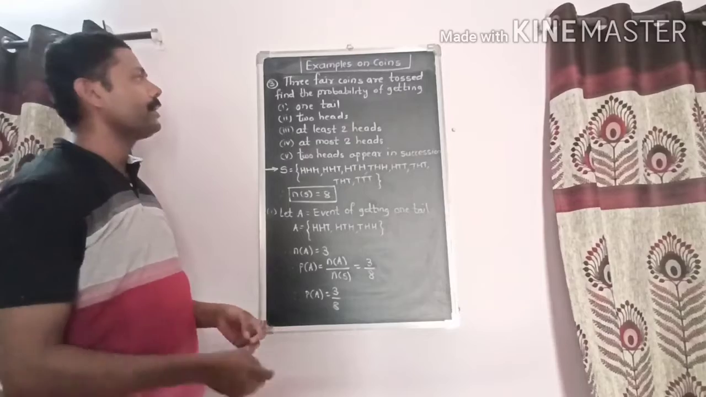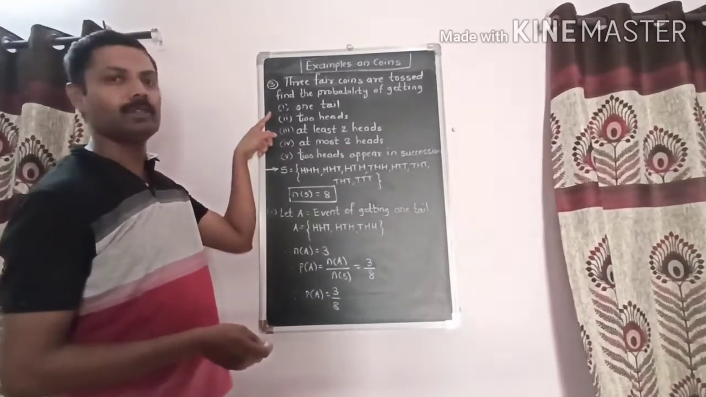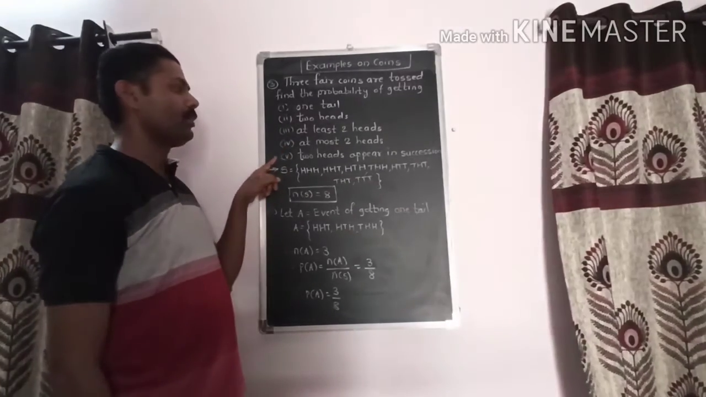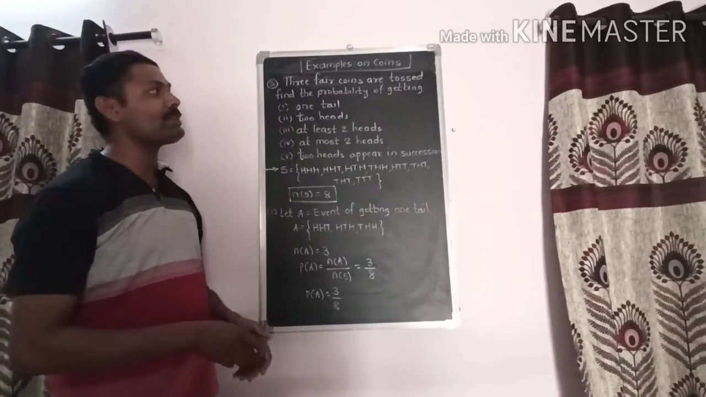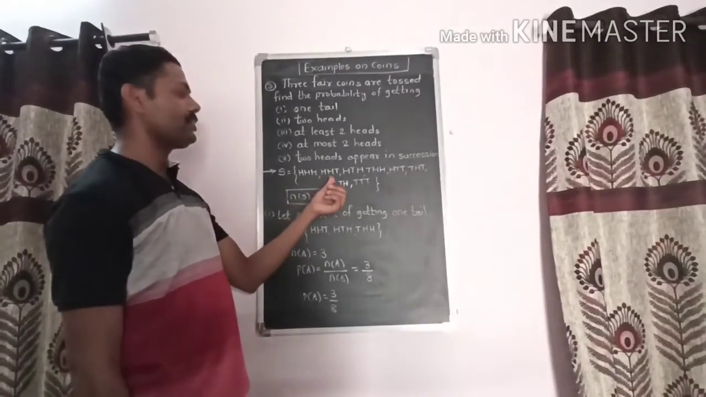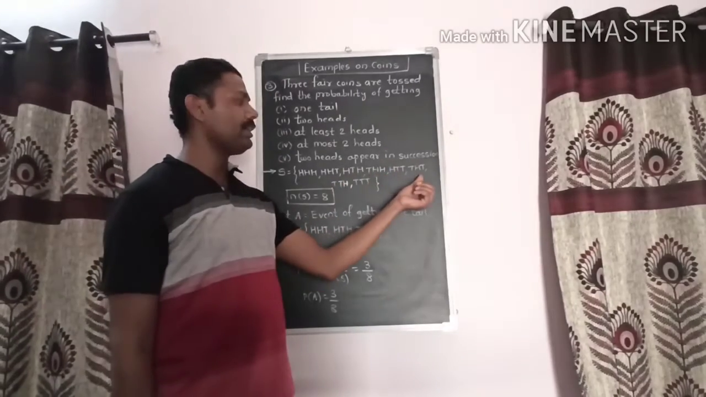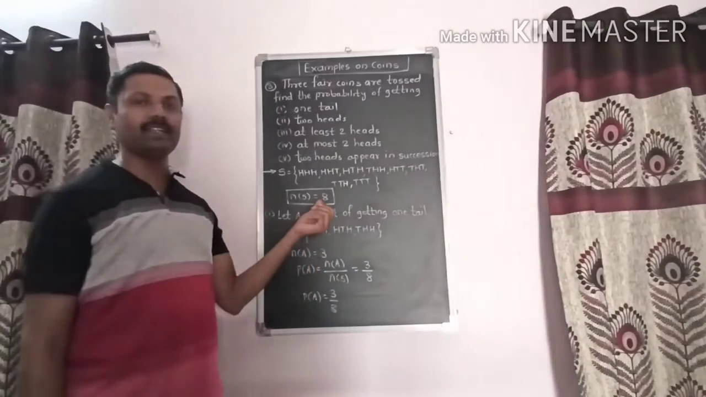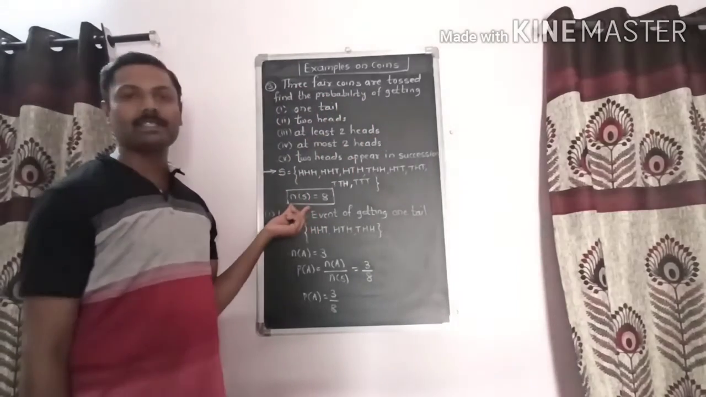Next example. Three fair coins are tossed. Find the probability of getting one tail, two heads, at least two heads, at most two heads, and two heads appear in succession. Our experiment is three coins are tossed simultaneously. So S is equal to {HHH, HHT, HTH, THH, HTT, THT, TTH, TTT}. So n of S is 8 here. It means that when we are tossing three coins simultaneously, n of S is 8.